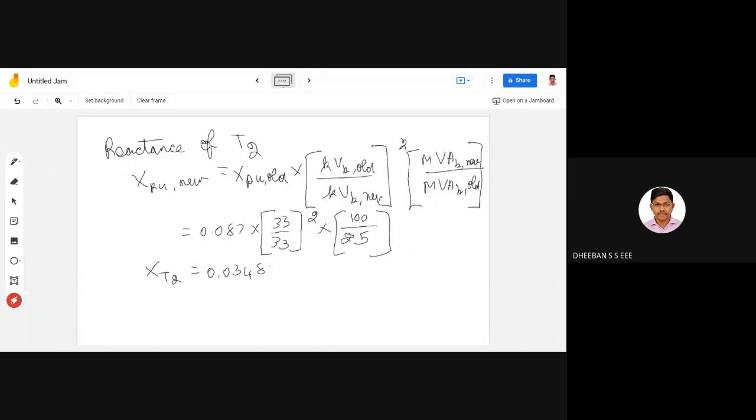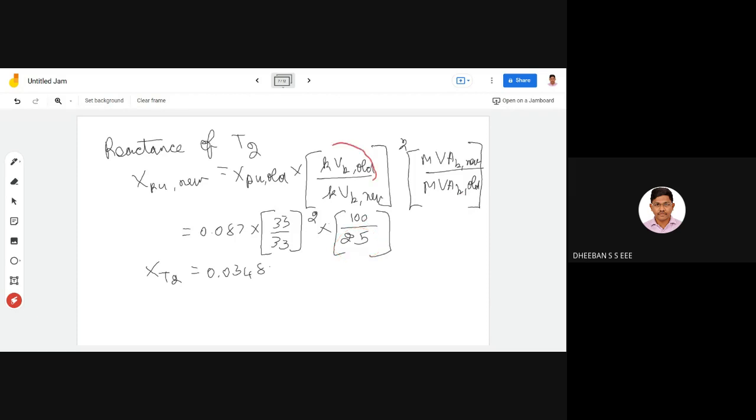Okay. And over here, T2 is nothing but your transformer 2. So here the formula goes like this: your new value will be equal to your old value into (old by new voltage) the whole square, by new by old base MVA. Okay. So over here, the base MVA for the old value they have given around 25, so that you have to consider.